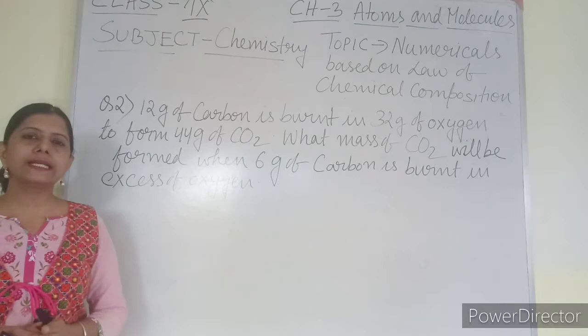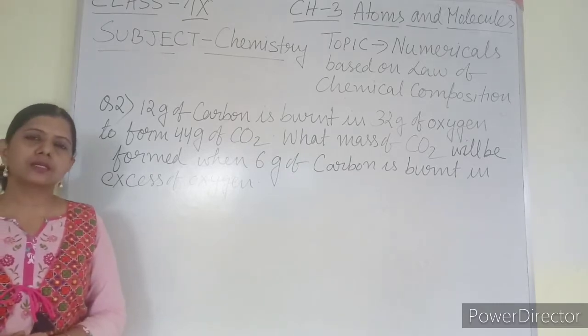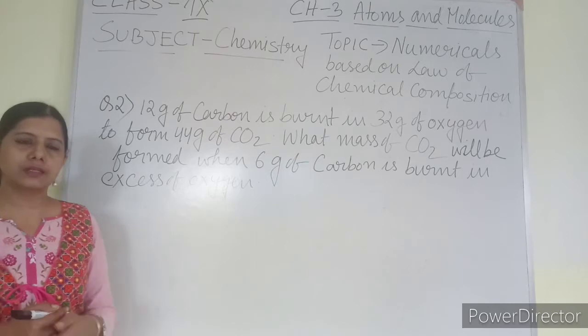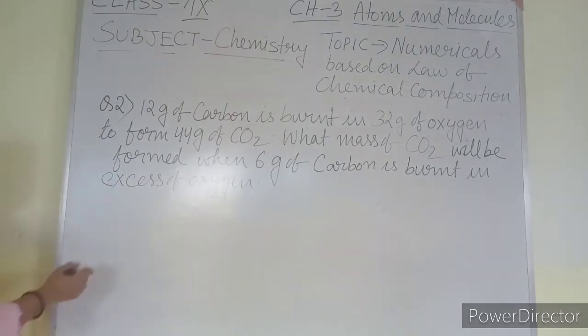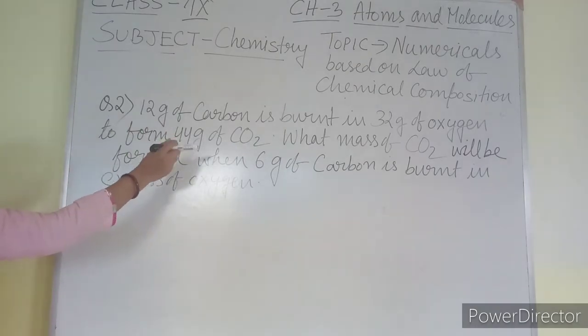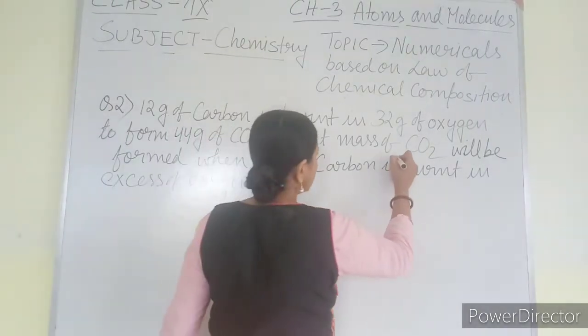You don't have to do anything, just apply the unitary method. From the very junior classes you have learned about the unitary method. So this is just the unitary method you have to apply. 12 gram of carbon is bonded with 32 gram of oxygen to form 44 gram of carbon dioxide. So what you have to find out?